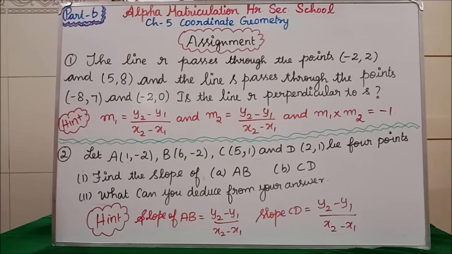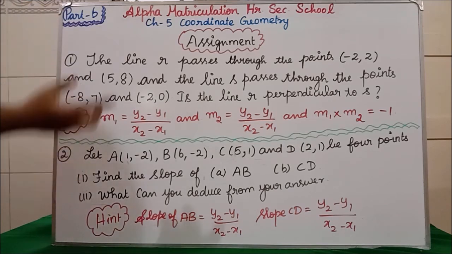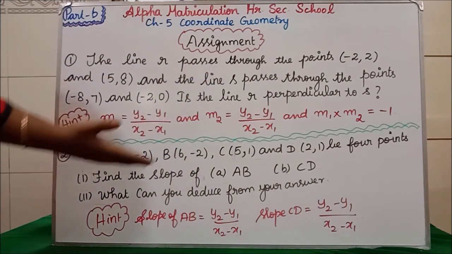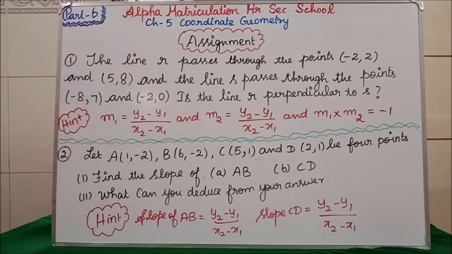Let A, B, C, D values be given. Find the slope of option A. First one is AB you have to find, and B subdivision is CD you have to find. Again going to use the same 2-point formula only. AB means these 2 points you are going to take. CD means those 2 points you are going to take. The same formula you are going to apply here.